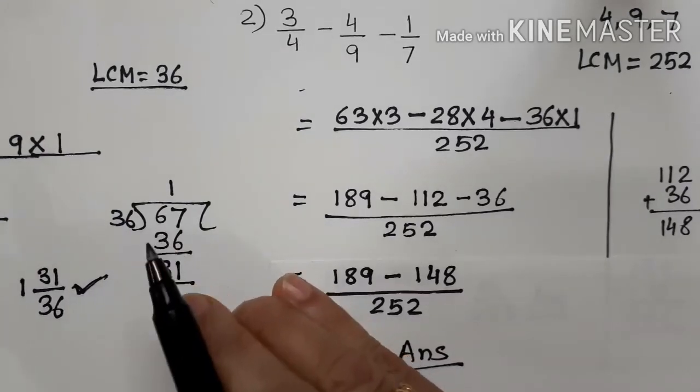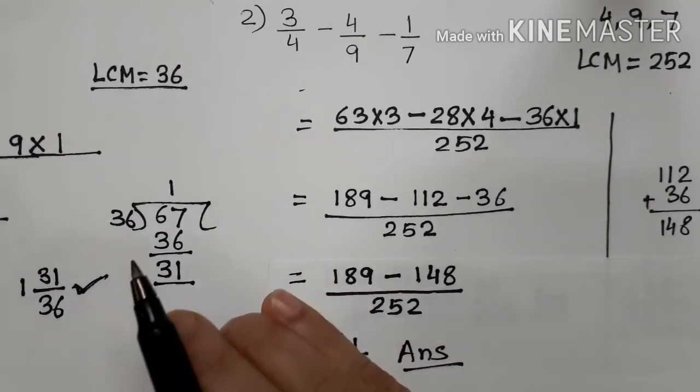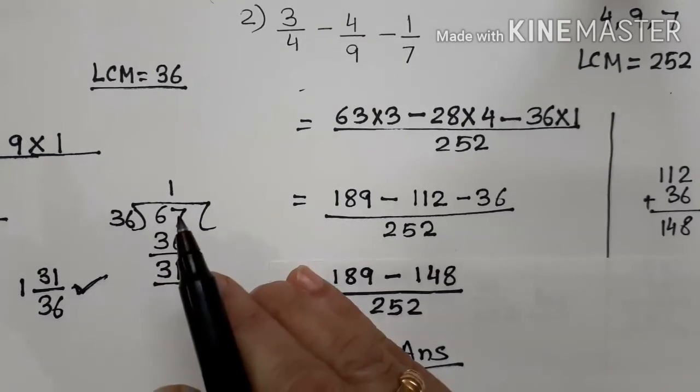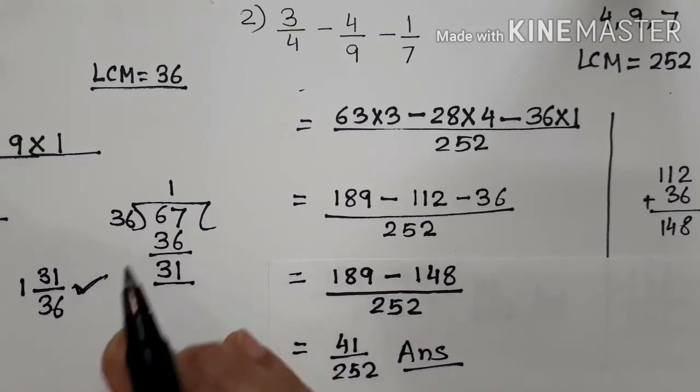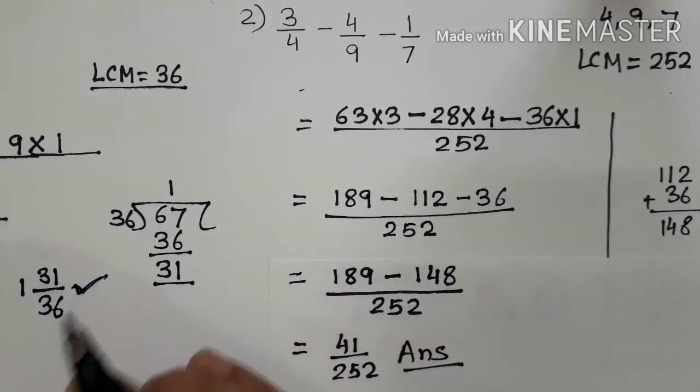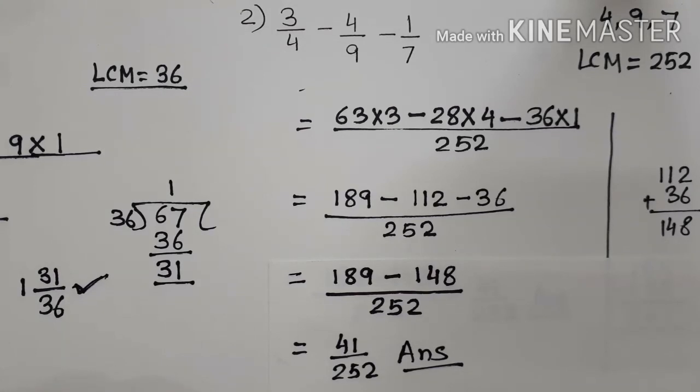Do watch the next video. In that I am going to tell you with a few more examples how you have to simplify when you have the positive and negative signs together in the numbers. After that only I will take up the BODMAS rule.